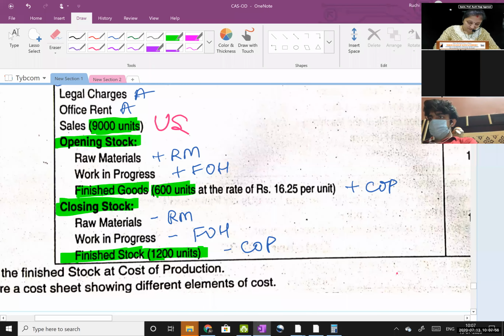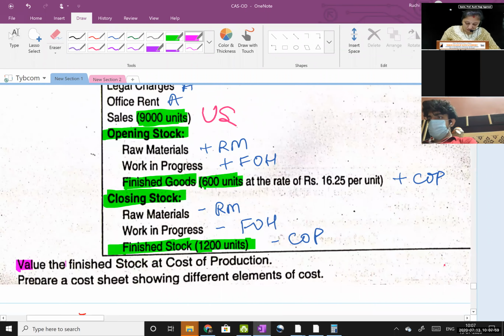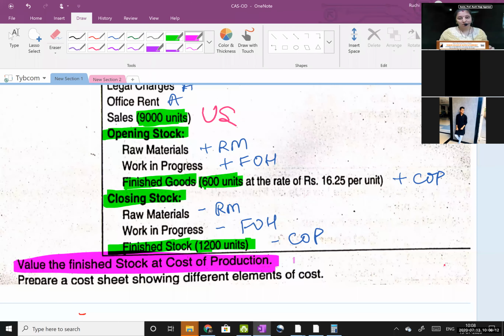Then what to do with this? I'll tell you at the end. This is one of the important aspects of the question. Value finished stock at cost of production. So when we are nearing completion of the question, at that time I'll tell you where this information will be used and how it will be used. Okay, right? So make your cost sheet.